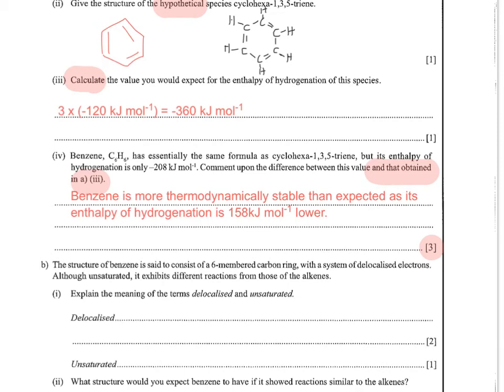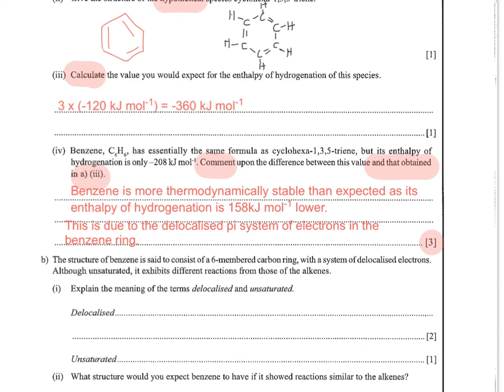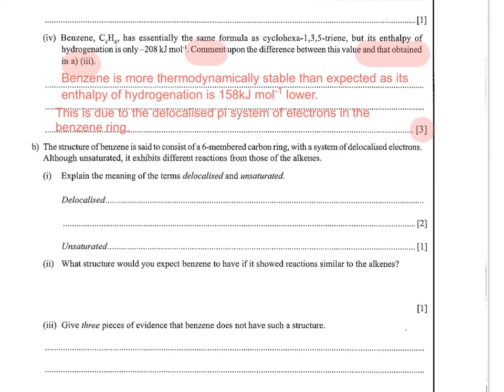So the next thing they want you to do is comment. Comment means say something about it, maybe even give a reason why. So that reason would be the delocalized pi system of electrons in the benzene ring. So moving the question up a little bit.